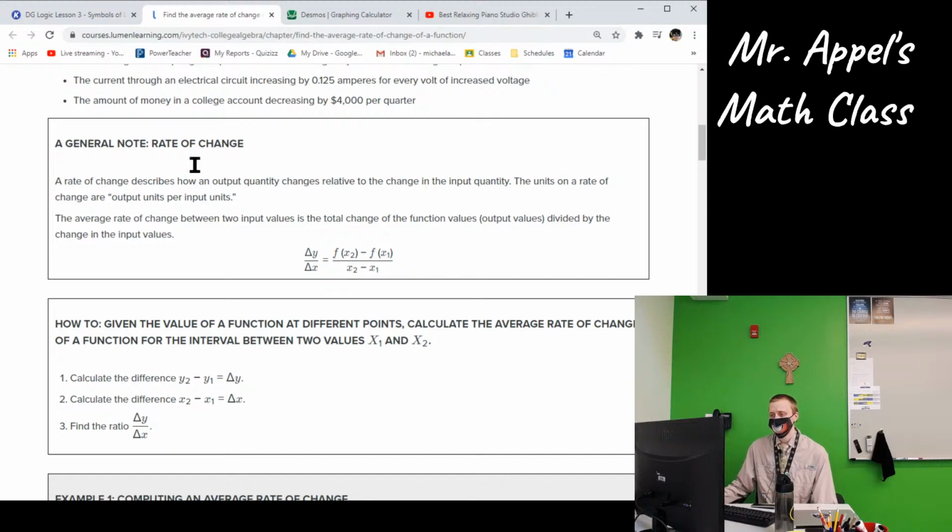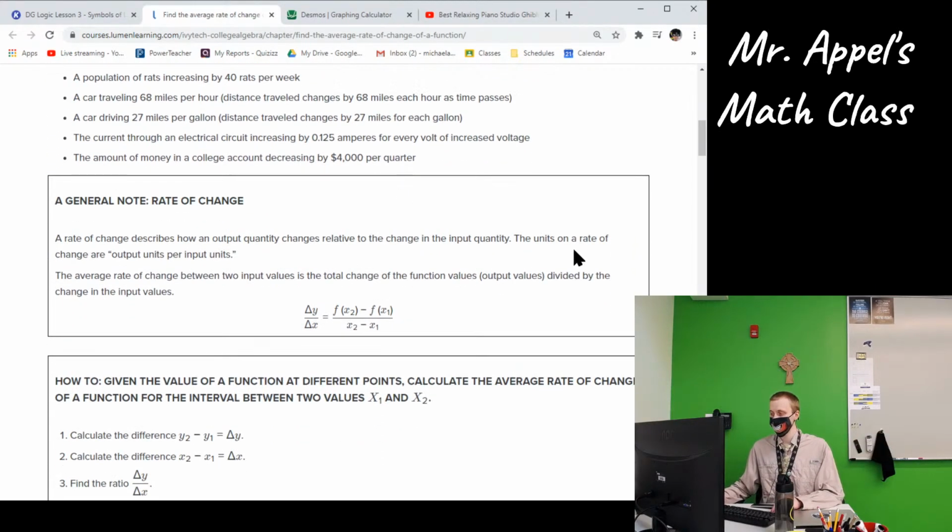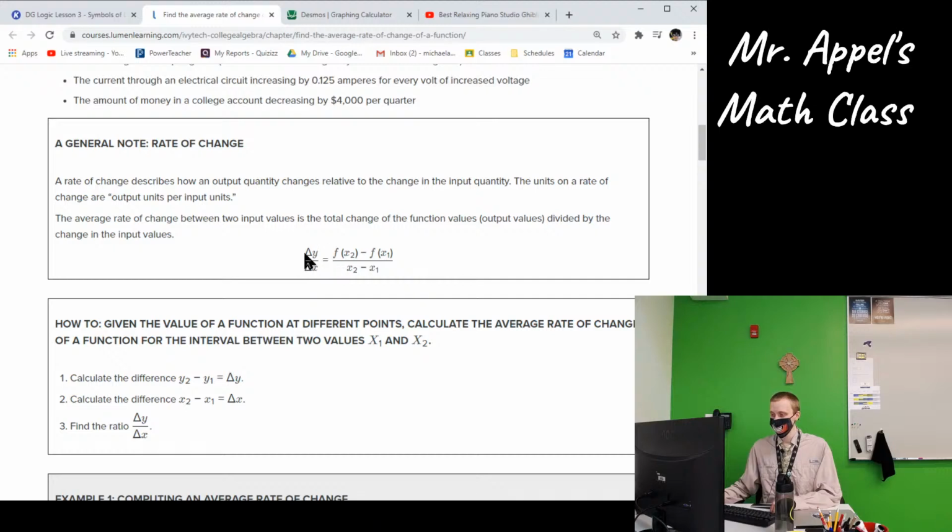All right. General note. Rate of change describes how an output changes relative to the change in input quantity. This is where it becomes useful. We don't want to know just, okay, how much total does the price of gas increase? We want to know, okay, on a year-to-year basis, per year, we want to compare it to something. We get that unit rate. Here is the exact same formula using the function notation, f of x notation. And it's still difference of the outputs divided by difference of the inputs, delta y over delta x.